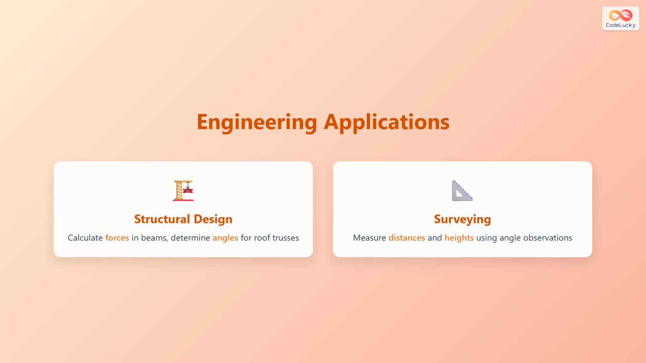Trigonometry is applied in various fields of engineering. In structural design, trigonometry is used to calculate forces in beams and determine angles for roof trusses. In surveying, it is used to measure distances and heights using angle observations.